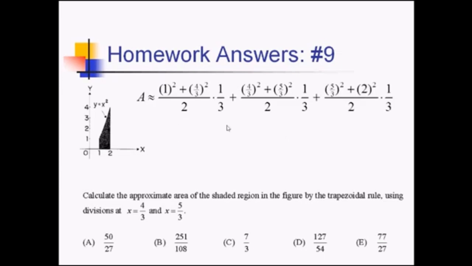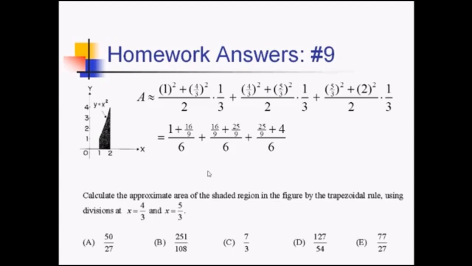Now let's go through and simplify this a bit. This was a no calculator question. If you look at the answer choices, this is not necessarily going to be a walk in the park, so we have to do this carefully. So doing this first fraction, we've got 1 plus 16/9. And we have a 3 times 2 in the bottom, so that's 6 in the denominator. Up here we've got 16/9 plus 25/9 over 6. And here we've got 25/9 plus 4 over 6.